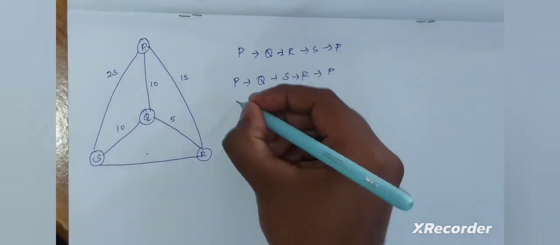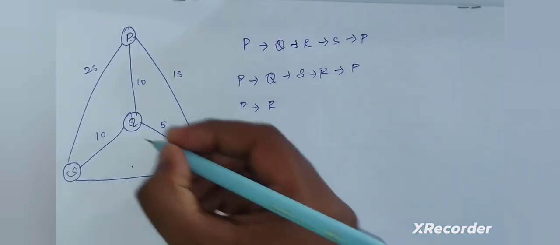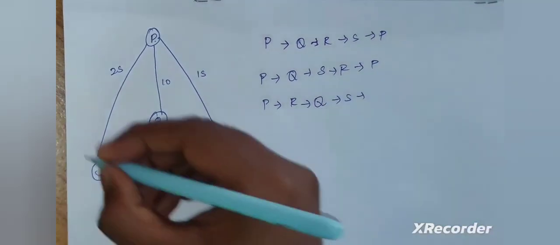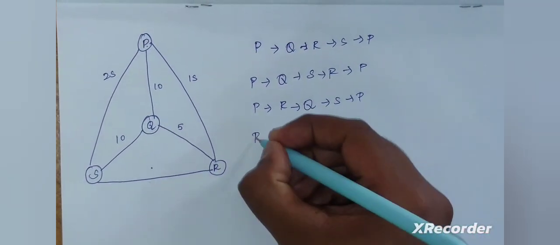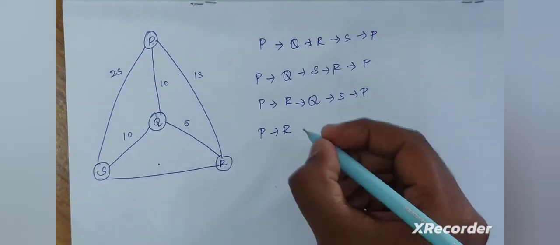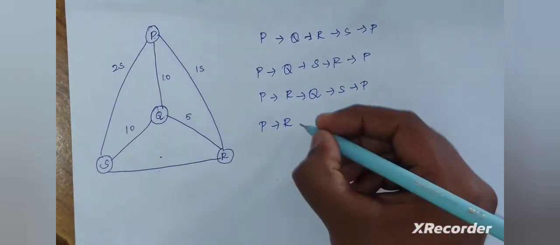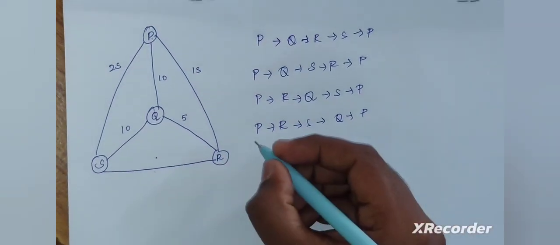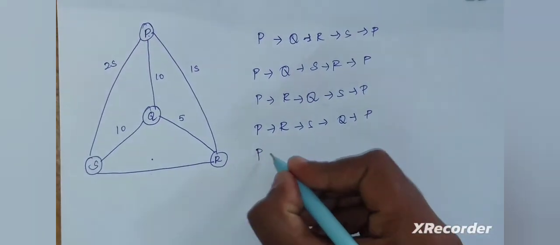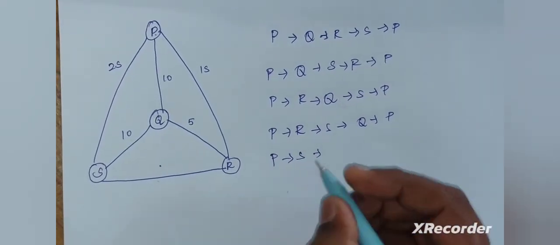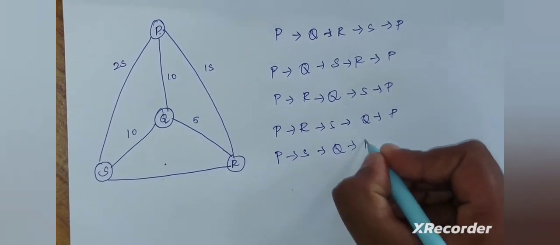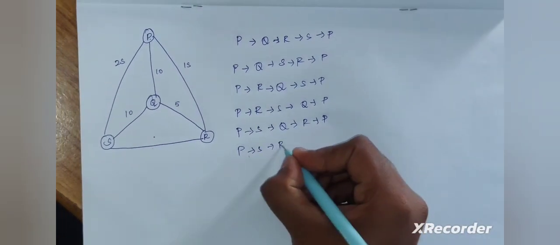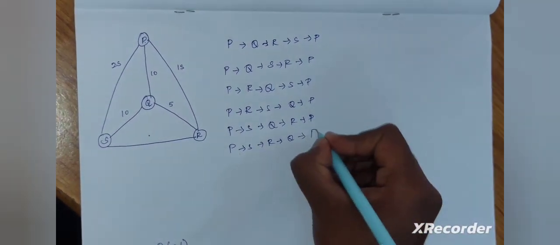Then we go for P to R, R to Q, Q to S, and S to P. Again I am going with P to R, R to S, and S to Q, then again reaching P. Then take the last possibility: P to S, S to Q, Q to R, R to P, and P to S, S to R, R to Q, Q to P.